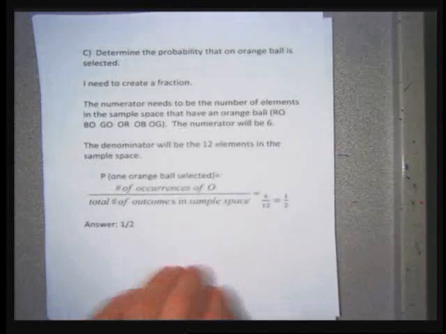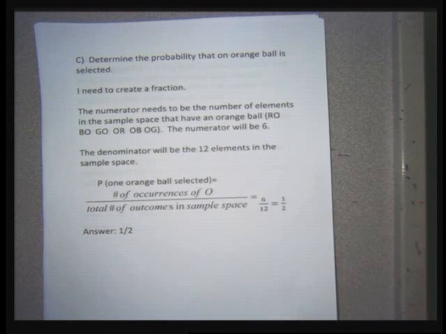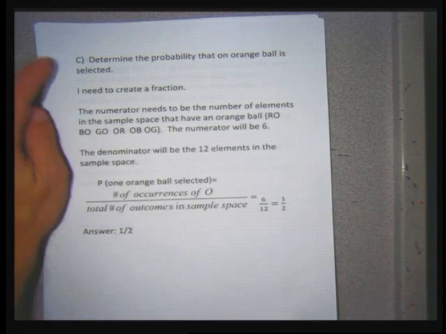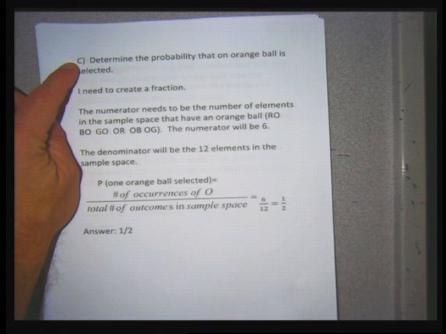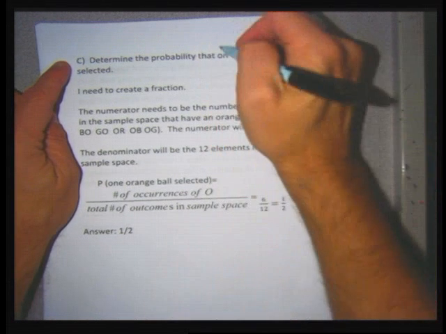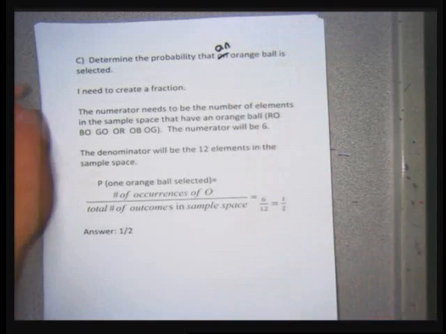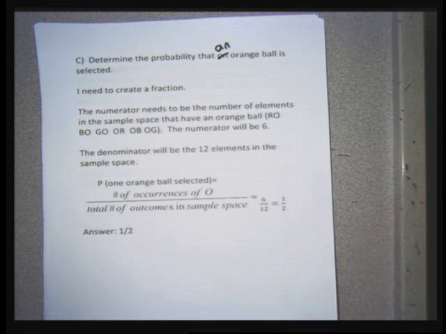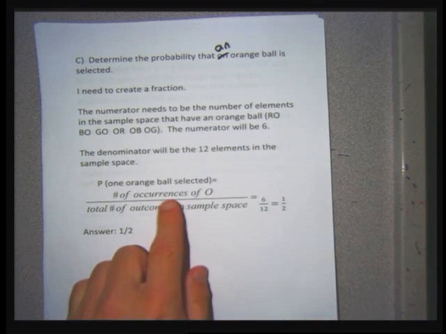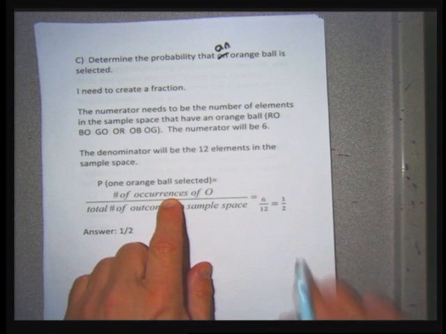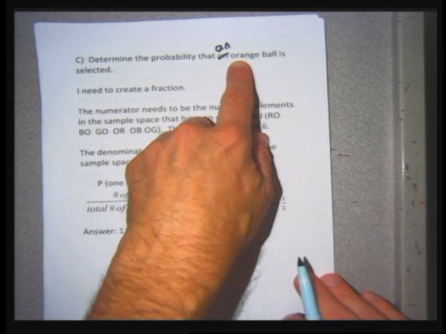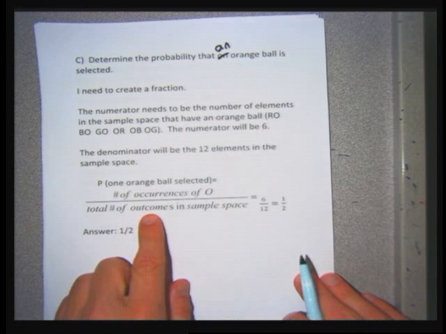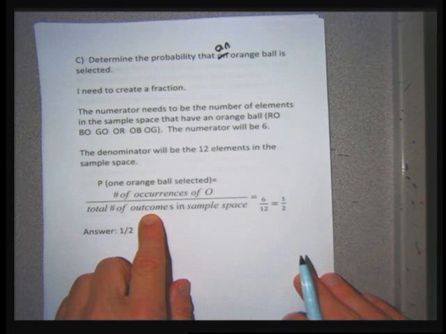Now a probability question. So now this is connecting to section 1. Part C, so I'm going to use my sample space to answer a probability question. The question is, what is the probability that an orange ball is selected? Well, probabilities in general, we form fractions. The numerator is the number of occurrences that have the desired characteristic. The desired characteristic is that at least one of the balls is orange.